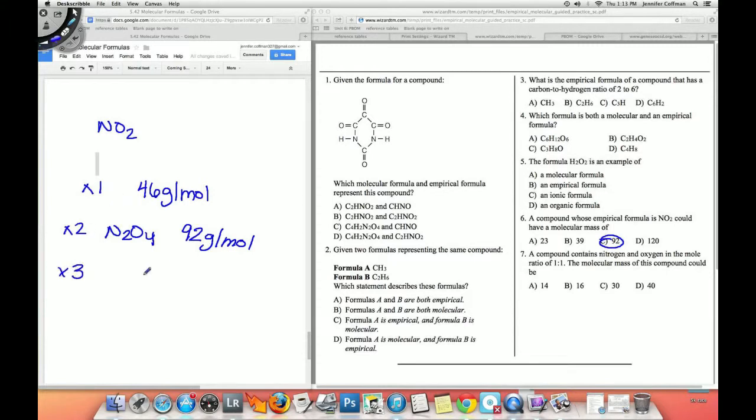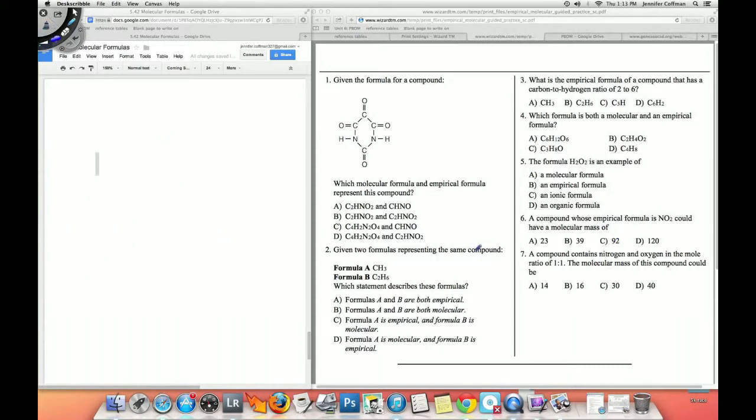So if it was times 3, it would be N3O6, and then it would be 138 grams per mole. That gives a multiple. And I can keep going up: 46, 92, 138, and then add another 46 to that. But you can see that my numbers don't get that high. So this has to be my answer. They could have also asked us to find the molecular formula for a compound of NO2 with a molar mass of 92, and in that case we would have given N2O4 as our answer, because this is the molecular formula that has a molar mass of 92 grams per mole.